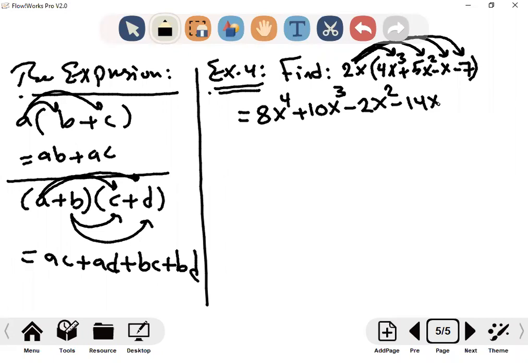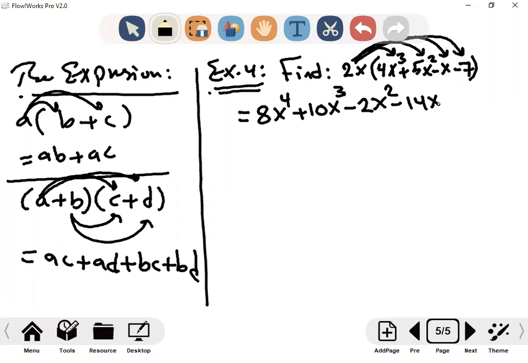In adding and subtracting, we said we cannot add or subtract the unlike terms, right? We can add and subtract only the like terms. But in multiplication, you multiply everything with everything, whether like or unlike, okay?